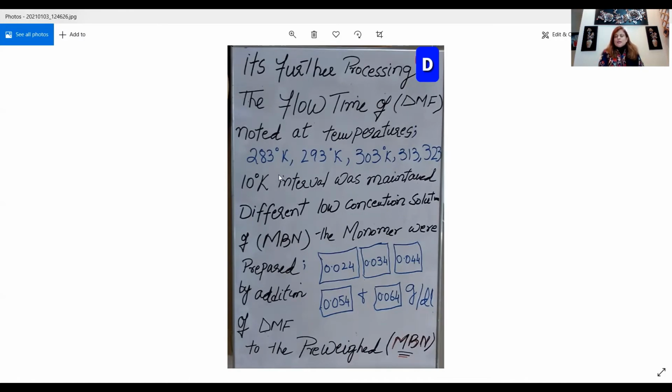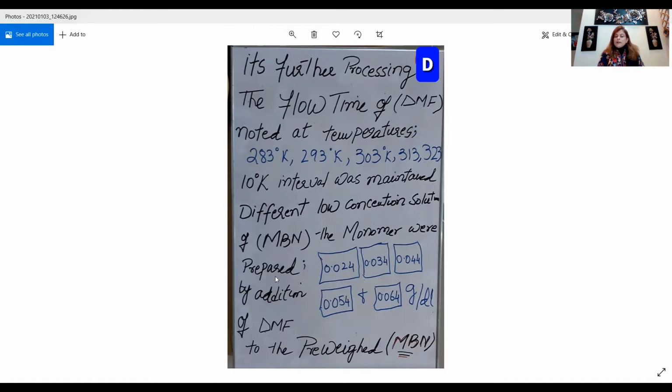As I've mentioned in my previous lectures, the Gallenkamp viscometric bath was used during the whole study, right? There we set the temperatures starting from 283 degree Kelvin, 293, 303, 313, and 323 degree Kelvin. These temperatures were chosen to note down the flow time of this DMF, right? And a 10 degree Kelvin interval was maintained, yes, of course, at different low concentration solutions of the monomer.